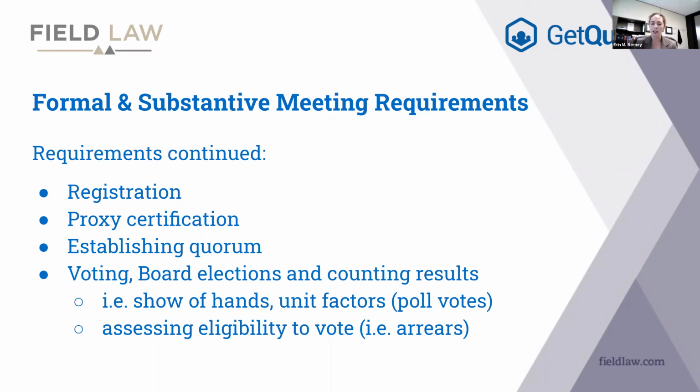And the chair would simply count the number of hands. Now, in this case, through Zoom or Get Quorum or whatever form you're using, there'd be an electronic way to raise your hand. And that's how those votes usually are done. For votes that can be more contentious, or for votes when somebody requires a poll vote, which can always be demanded, or where the vote is such that it has to be based on unit factor, those votes can still be cast electronically.